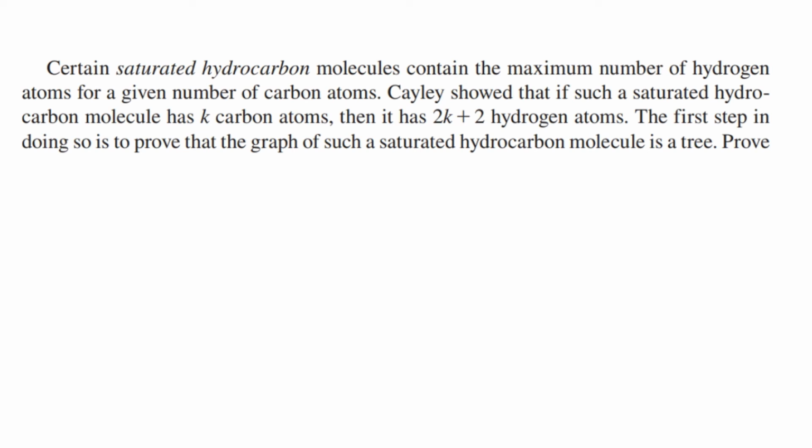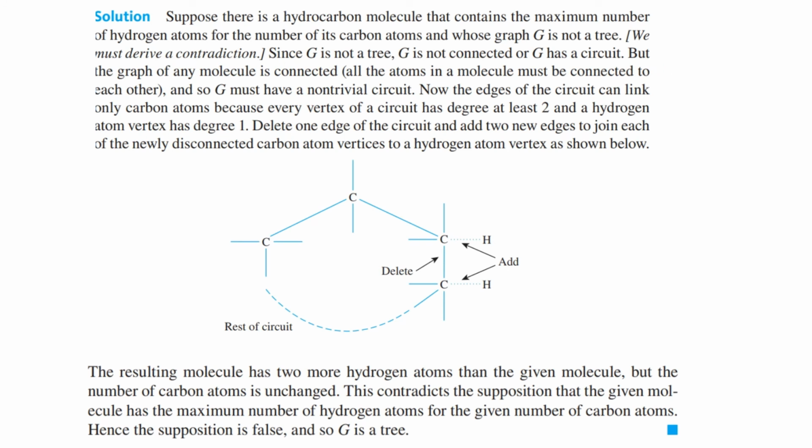And so we're going to prove this by contradiction. So suppose there is a hydrocarbon molecule that contains the maximum number of hydrogen atoms for the number of its carbon atoms, and the graph is not a tree. So we're assuming the negative, and we must derive a contradiction. So since G is not a tree, G is not connected, or G has a circuit. But the graph of any molecule is connected, so G must have a non-trivial circuit. So now we're going to look at the circuit that G must have.